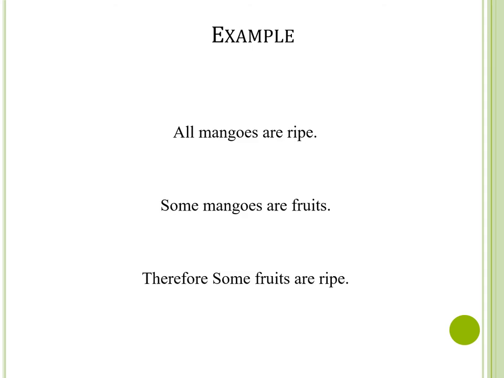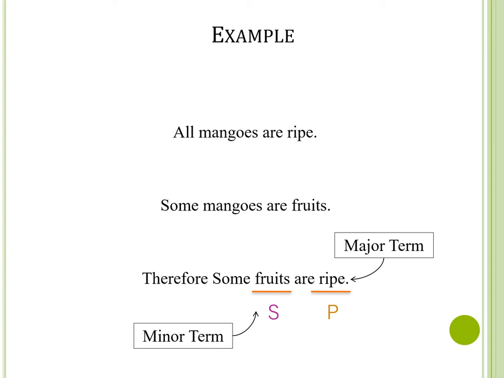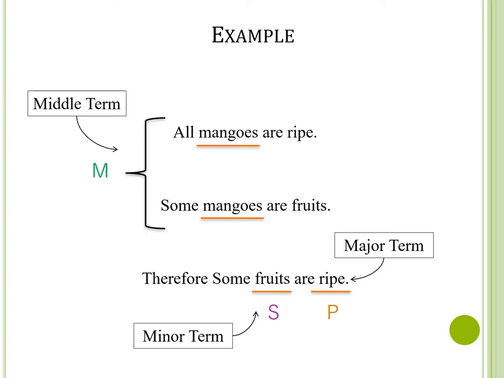Now let us take an example to understand terms in categorical syllogism. All mangoes are ripe. Some mangoes are fruits. Therefore, some fruits are ripe. Here the word ripe is the predicate of the conclusion. Therefore, it is called the major term. Then, fruits is the subject of the conclusion, and so it is called the minor term. Then the word mangoes lies in both the premises but does not lie in the conclusion. So it is called the middle term and it is represented by M.